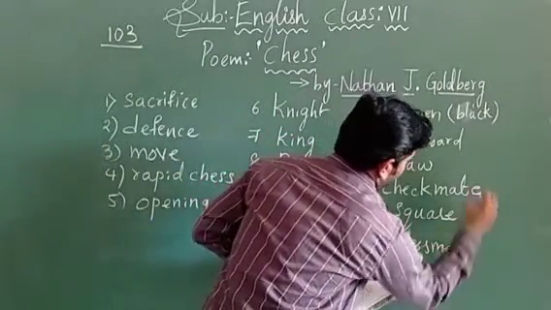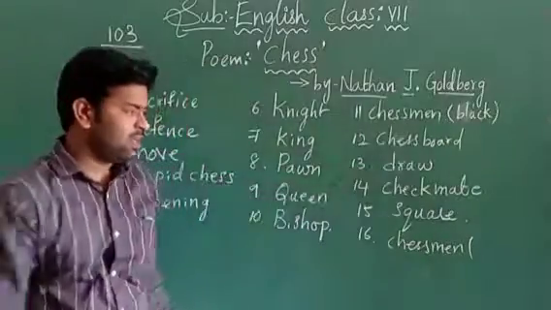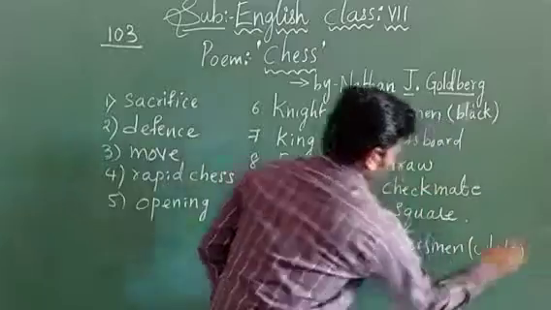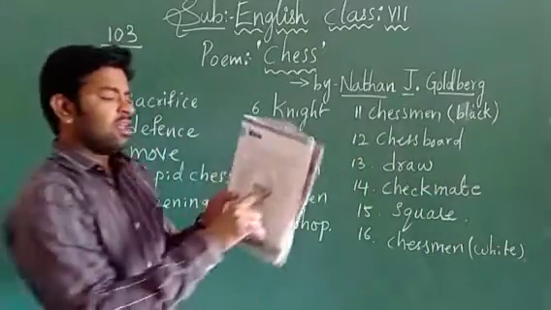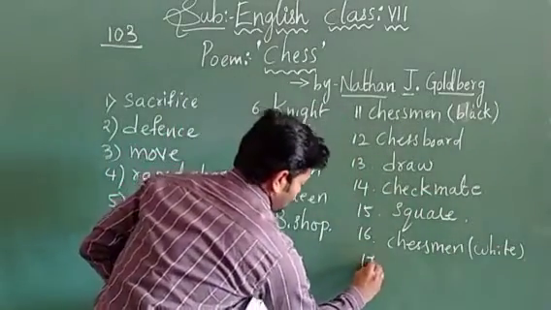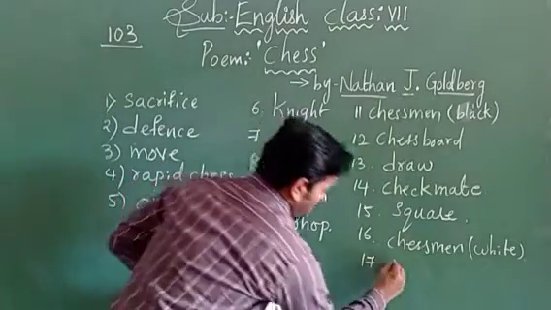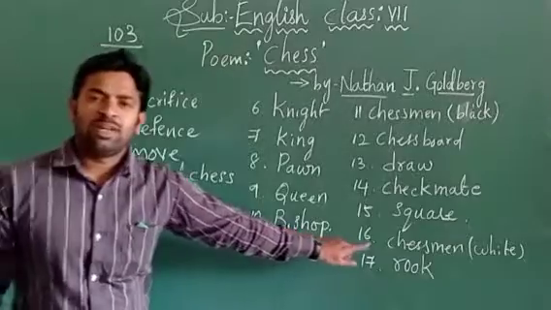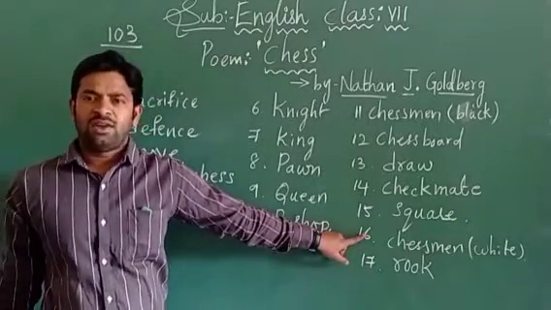C-H-E-S-S-M-A-N, chessman. We have completed the black chessman, children. Now we are writing the white. W-H-I-T-E, white. And one more box was given in the middle, already mentioned here. That is the 17th one, rook, children. R-O-O-K, rook.